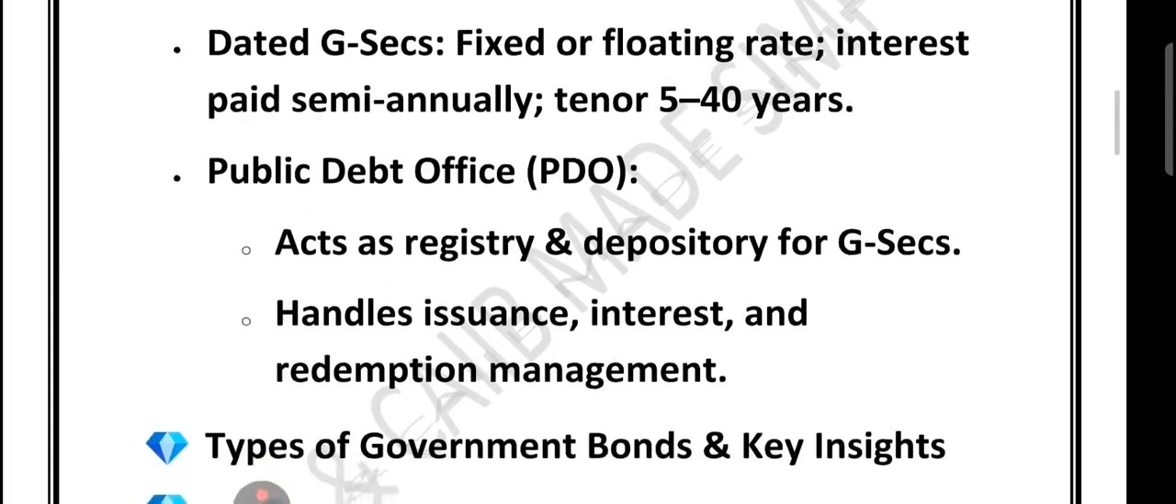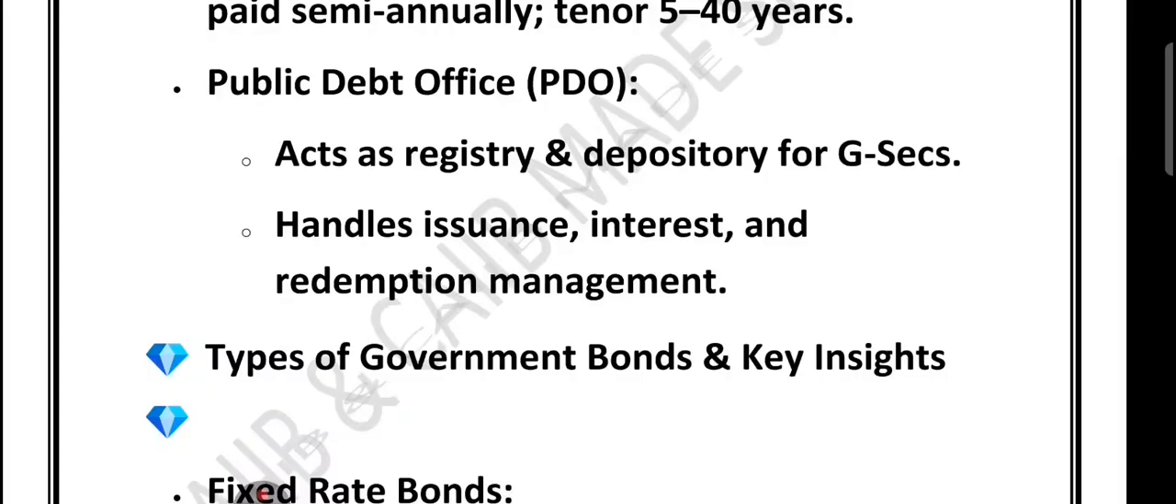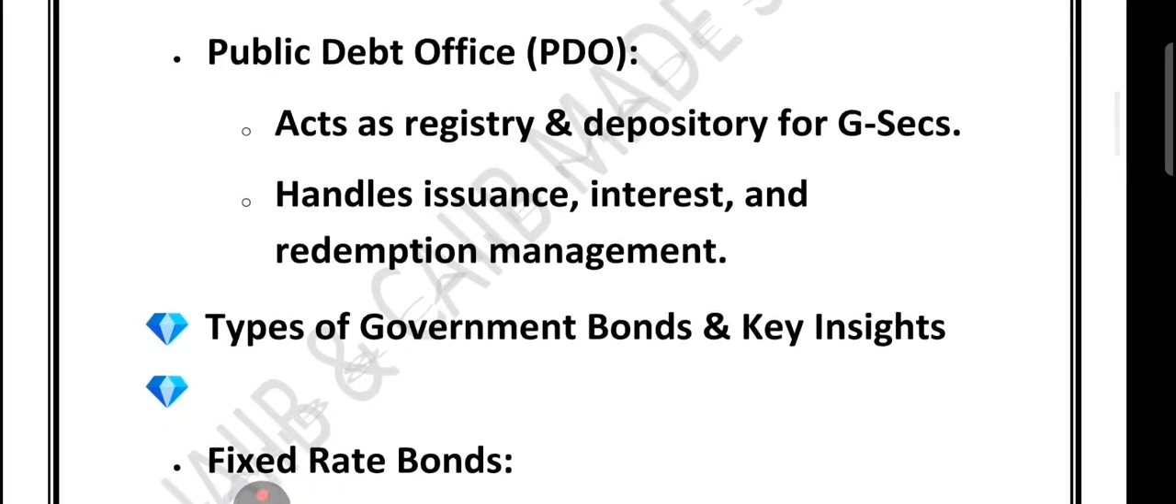Lastly, we have PDO, or we call it Public Debt Office, which plays a very crucial role. It serves as a registry and depository for all the government securities, and it takes care of the entire life cycle from issuance to interest payment and finally redemption when the bond matures.